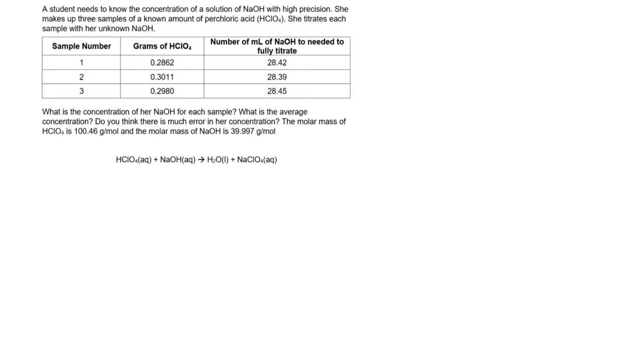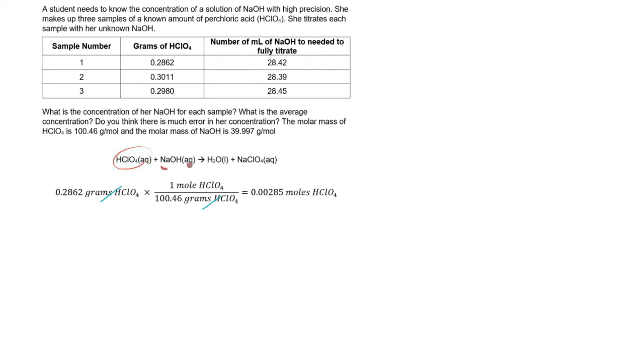Now we are ready to jump into our math. Taking our information from sample number 1, we have 0.2862 grams of perchloric acid. We are doing a reaction here. We know we are going to do stoichiometry. So let's first convert that into moles. Here is the molar mass given by my problem, making sure that my grams cancel. So we have 0.00285 moles of perchloric acid.